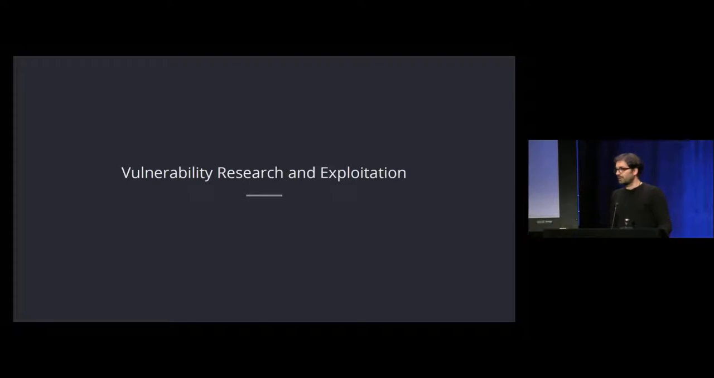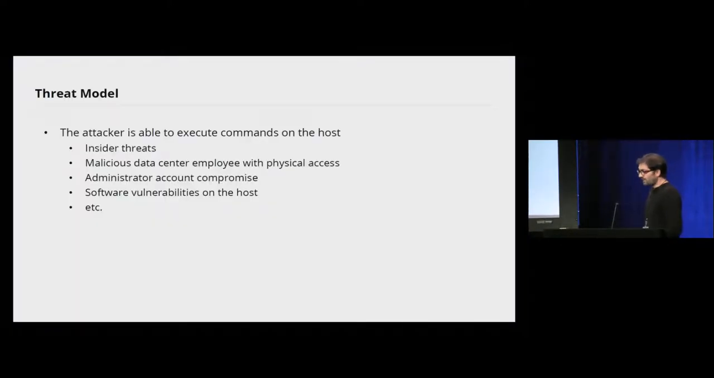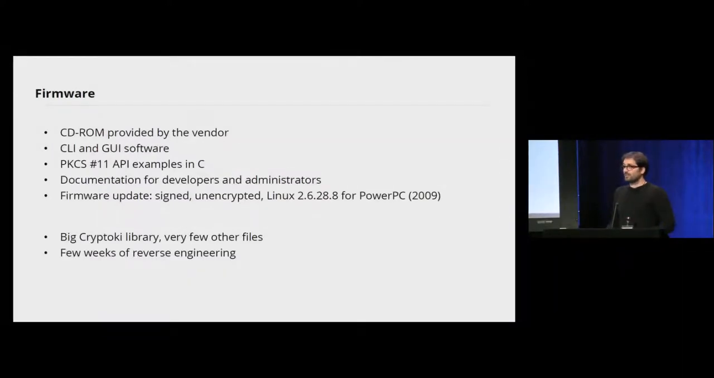So let's start now with the vulnerability research. We consider that we are in a position where we have compromised a host that is able to talk with the HSM, but we have no login information about it. We started using the software provided by the vendor. It was a CD-ROM that contained an SDK and a few code samples. What was very interesting for us is that it also contained a firmware update, and that firmware update was just signed and not encrypted. It was quite easy to extract.